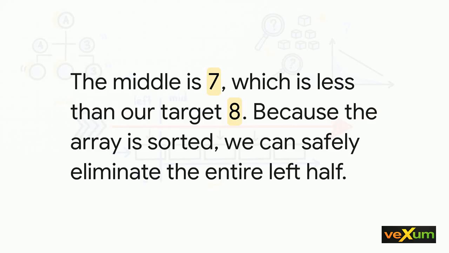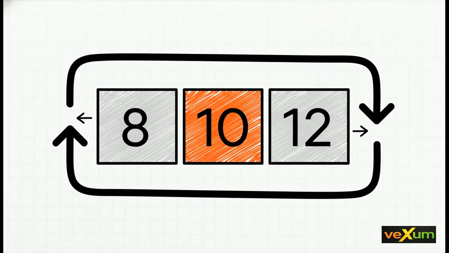Yes, it is. And because we know the list is sorted, we know for an absolute fact that our number 8 cannot possibly be anywhere to the left of 7. So, we can just completely ignore that entire first half. Think about that. One comparison and we just cut our problem in half. So our world just got a lot smaller. We're now only looking at these 3 numbers.